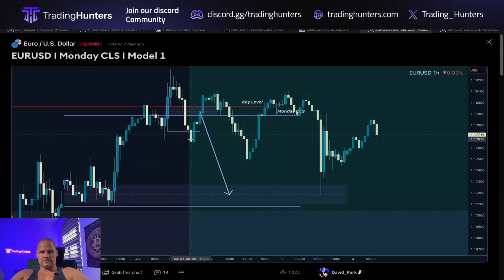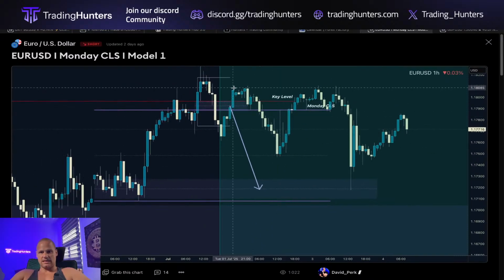So we have this created in here. Then price pulls back into here. You don't need to be exact in here, but I've also been looking for this fair value gap in here, with entry here and stop above, and I've been targeting just this 50%. That's model number one.